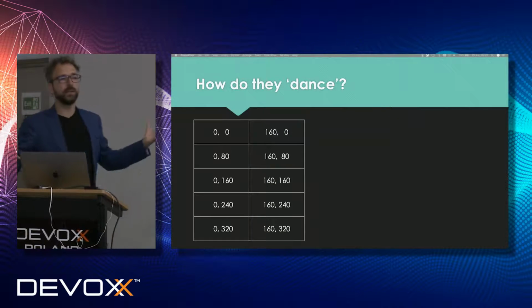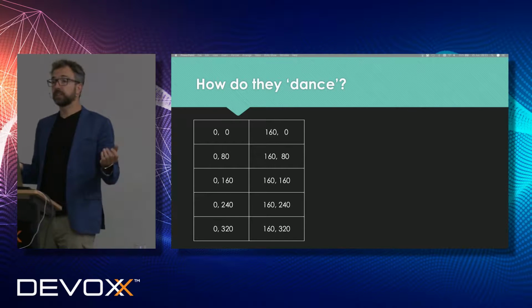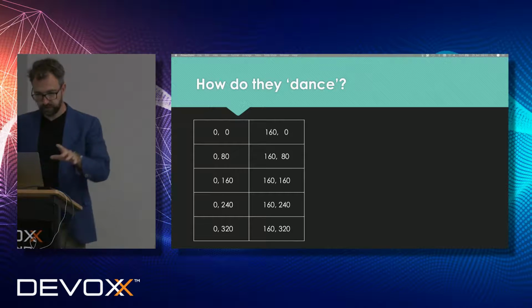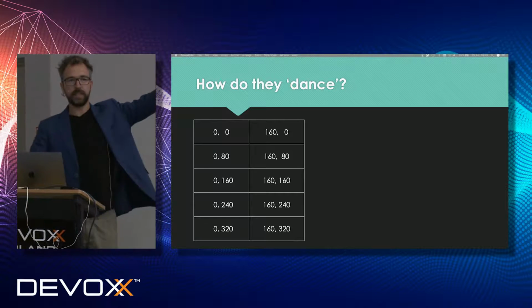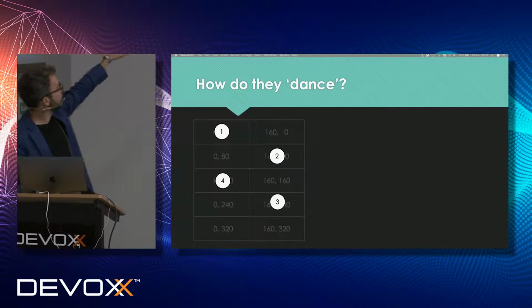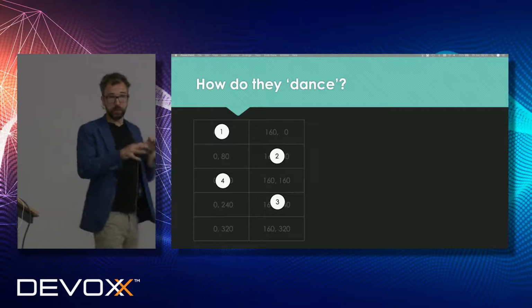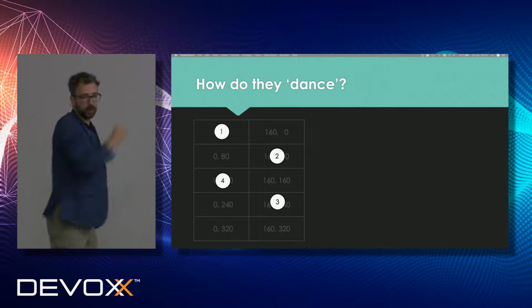So how do they dance? What just happened? It's not that complex. It's not rocket science. It's not Java. How do they dance? Basically, we have our coordinates here. So we have a drone. That's why I put them in a specific place, of course, in the beginning. This is their beginning spot.